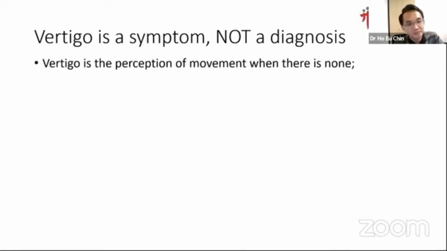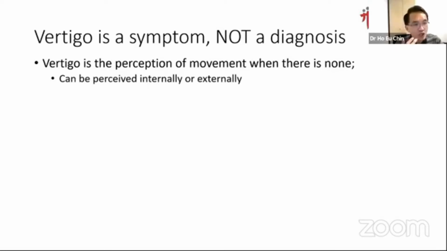All right. So what is vertigo? Vertigo is defined as the perception of movement where there is none. It means that you are sitting down or standing up and you perceive movement. And you can perceive the movement either internally or externally. Internally, you feel that there's movement in you, in your head, when you're not moving. And externally, you feel that the room, your surrounding, is moving. And then you can perceive this either as spinning or non-spinning. The medical term is rotatory versus non-rotatory.